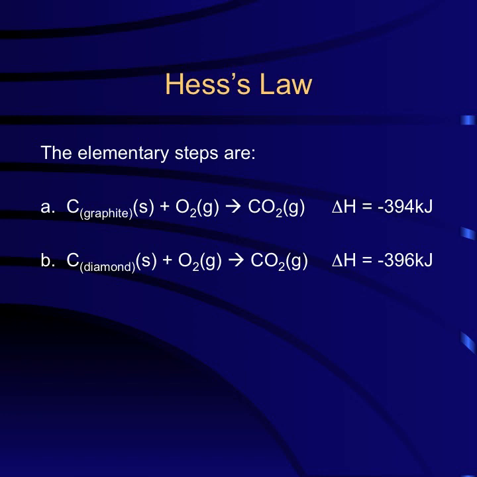A, graphite reacts with oxygen gas to produce carbon dioxide gas. The delta H is negative 394 kilojoules. And B, diamond reacts with oxygen gas to produce carbon dioxide gas, and its delta H is negative 396 kilojoules. So the way that I teach folks to do Hess's law is to take one substance in the overall reaction at a time. I look at the overall reaction and I see that graphite needs to be on my left side and I need 1 mole of it.